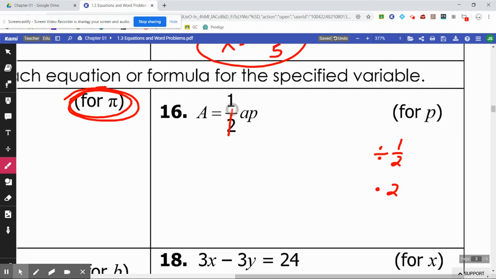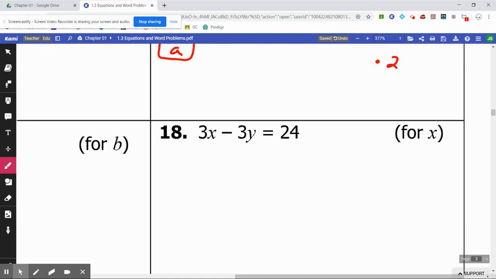So look how easy this is. Mark that out and multiply the other side by 2. Because again, all you're doing there is dividing by 1/2, which is the same thing as multiplying by 2. Now, the last step, to get p by itself, we got to get rid of this a. Since a is being multiplied by p, we're going to divide by little a. And you now have p is equal to 2a over a. Again, that's what that formula is now.